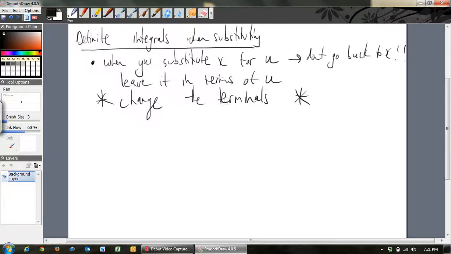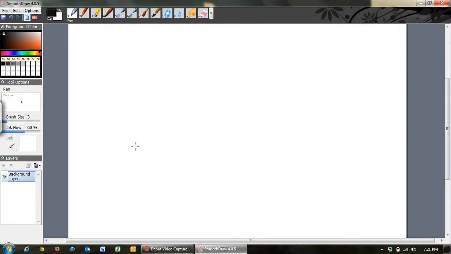So when you've made a substitution and you've got it no longer in terms of x, but you've created a new integral in terms of u, don't go back to x. You don't need to substitute x back in once you've done everything. Leave it in u and just change the terminals. You get the same answer, and it saves a bunch of time. Let me show you an example.